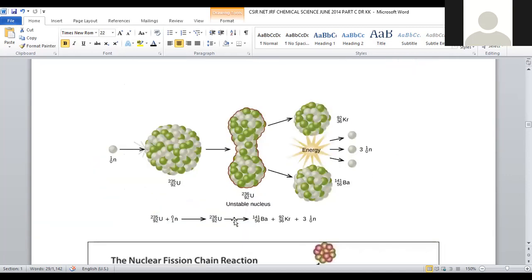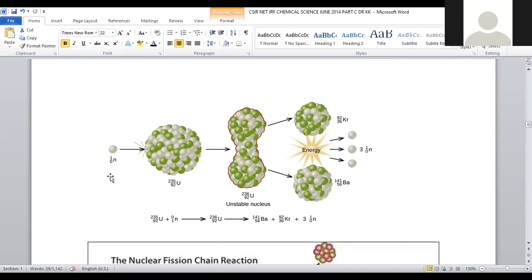And next is uranium-235. It is the most abundantly available and most commonly employed metal or element for nuclear fission reaction. The most commonly employed element for nuclear fission is uranium-235.